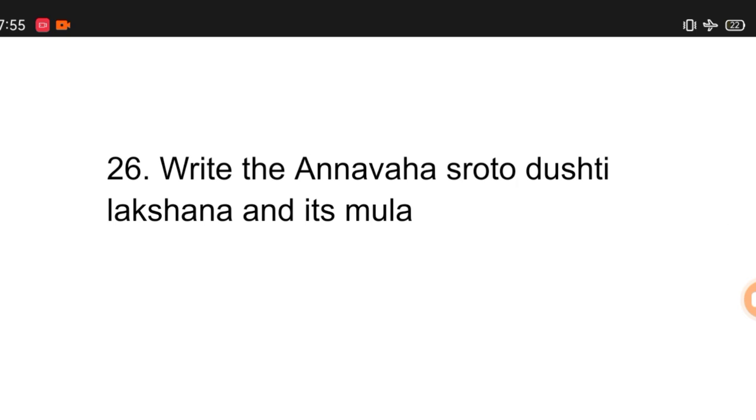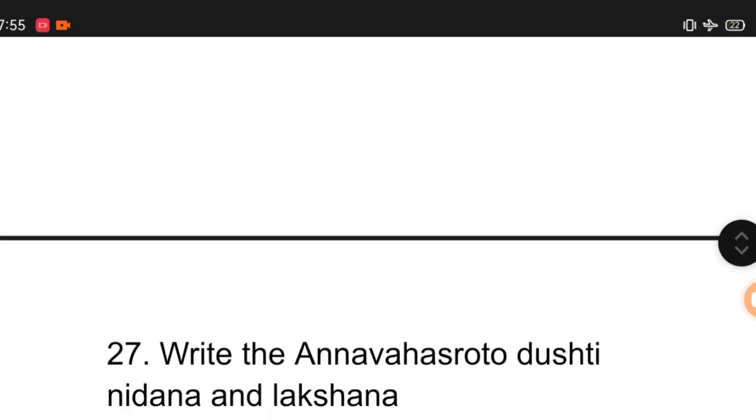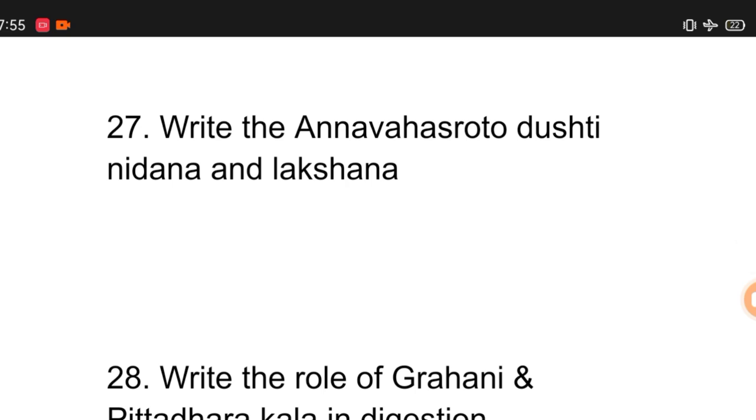Here you write the Annavaha Strotas shloka, and what is the lakshana and mula of Annavaha Strotas. If the Annavaha Strotas is obstructed or diseased, what dushti will happen, like that. Lakshanas you have to write, means aruchi, vomiting, giddiness, headache, that you have to mention. Next, write the Annavaha Strotas Dushti Nidana, Lakshana, and how we will cure it, that you have to mention. What is the Nidana, or maybe by giving Vamana or Virechana treatment.